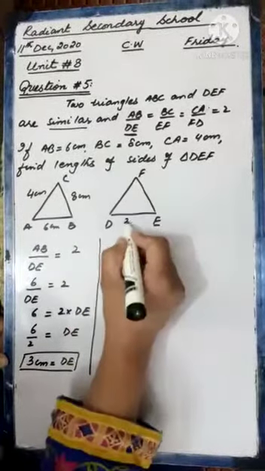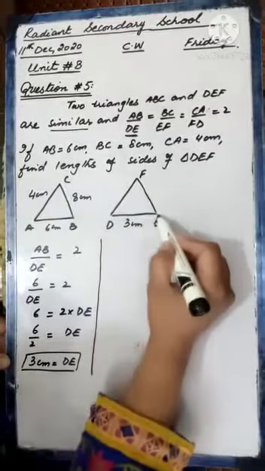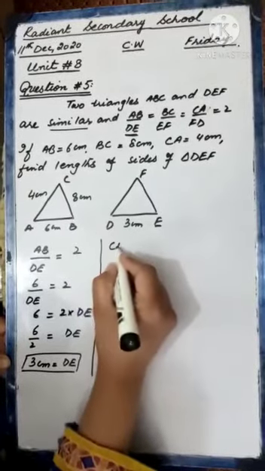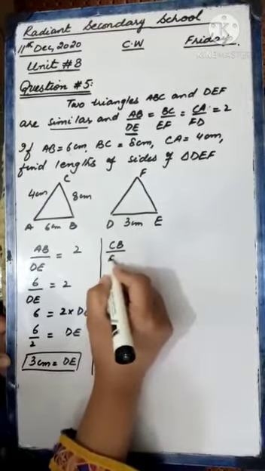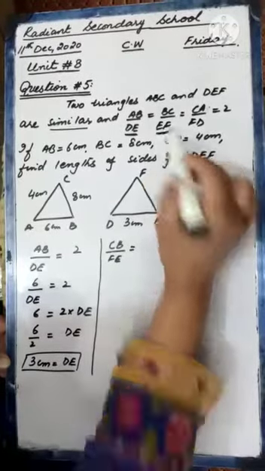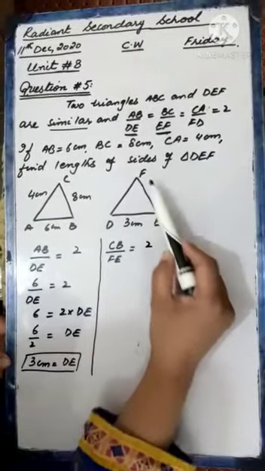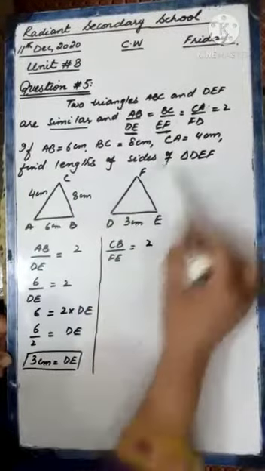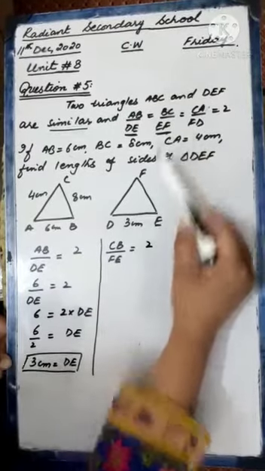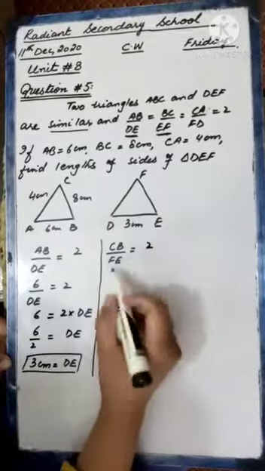Now we will find this side FE. For this side FE, this is the corresponding side. So the ratio CB to FE will be equal to 2. Students, here we cannot apply FE ratio CB, because FE ratio CB is not given. You are given BC ratio FE, so we have to apply BC ratio FE.